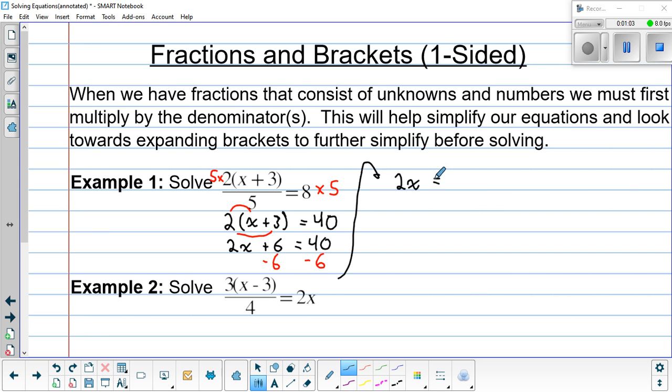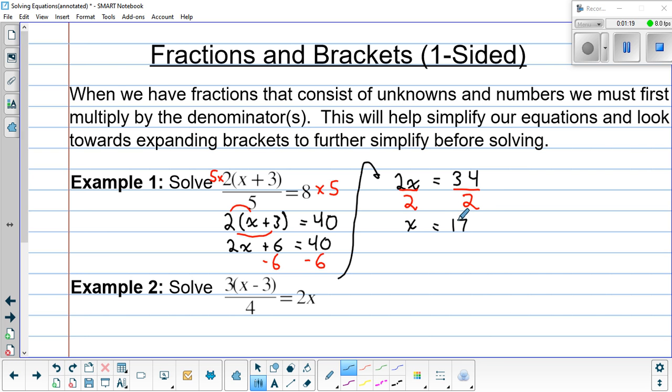So 2x equals 34. Last step, if that's 2x, we want 1x, so divide by our coefficient outside of our x term, and so we're going to get x equals 17.